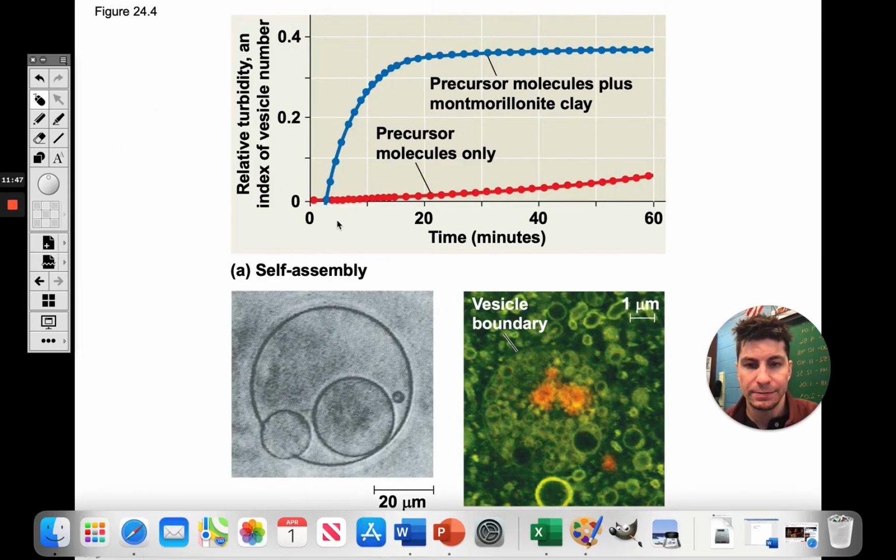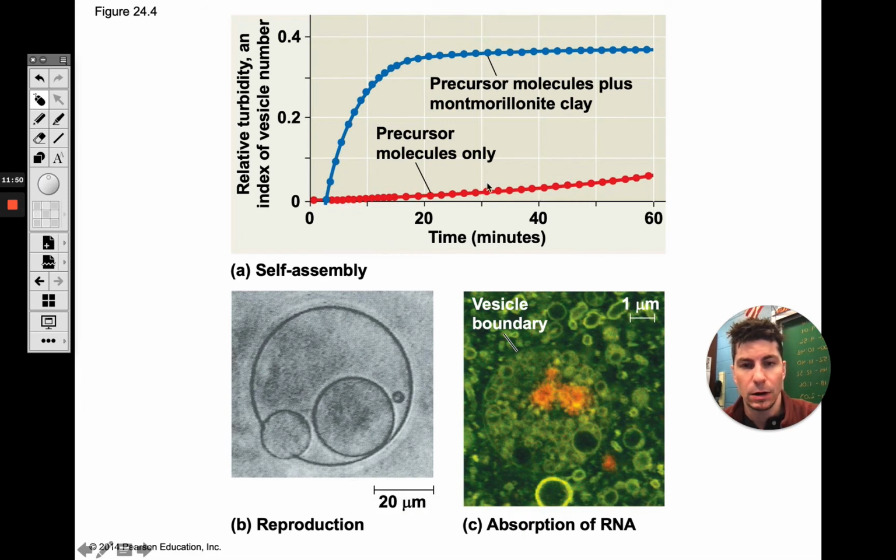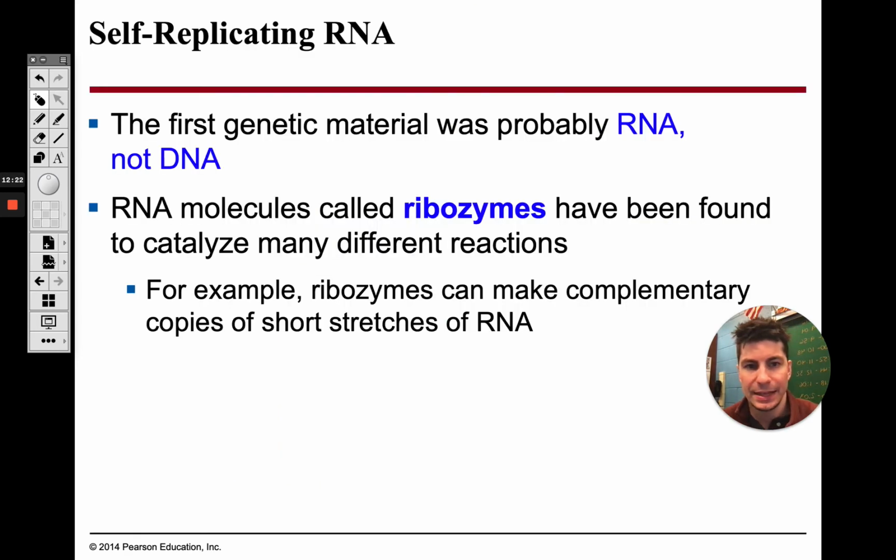And here's just a graph, guys. You can see the protocells in clay up top and not in clay down below. You can see here it says relative turbidity. Turbidity is just the cloudiness or haziness of a fluid, and this is caused by the number of particles inside of that fluid. So the more cloudy, the more hazy it is, the more particles we have inside. That's how they measured that data.